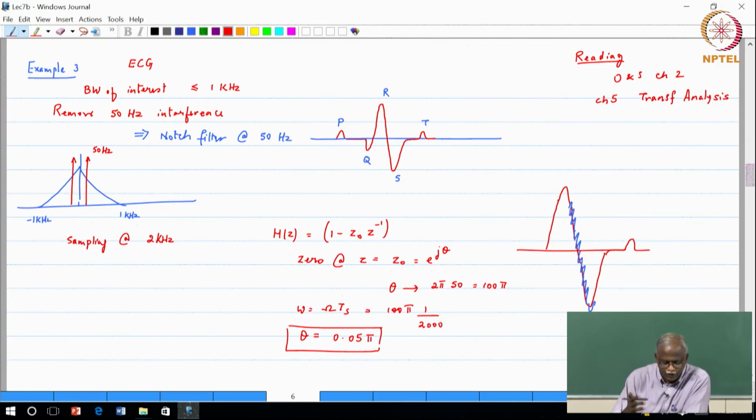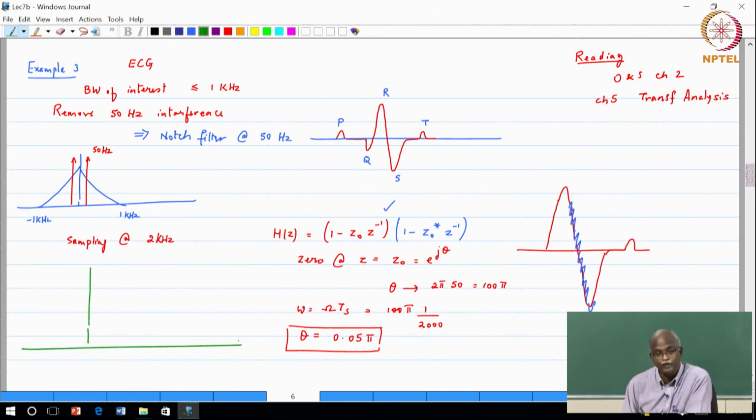So, basically it is very close to the, so yes, I have designed this, I have located the 0. I do not want a complex impulse response. So, what do I do? 1 minus z0 conjugate times z inverse, right, that will give you a real impulse response, very good. So, now I say, can you please sketch for me the spectrum of your notch filter. Okay.